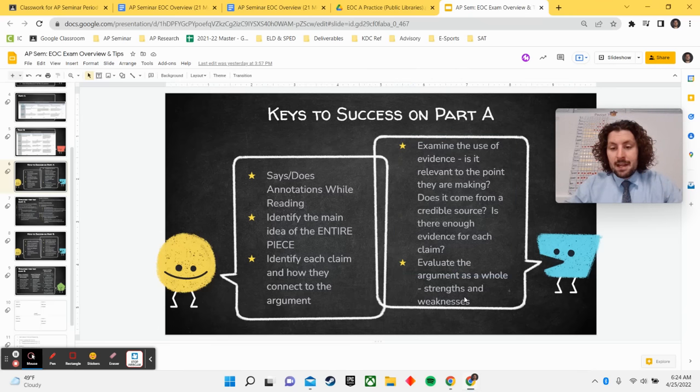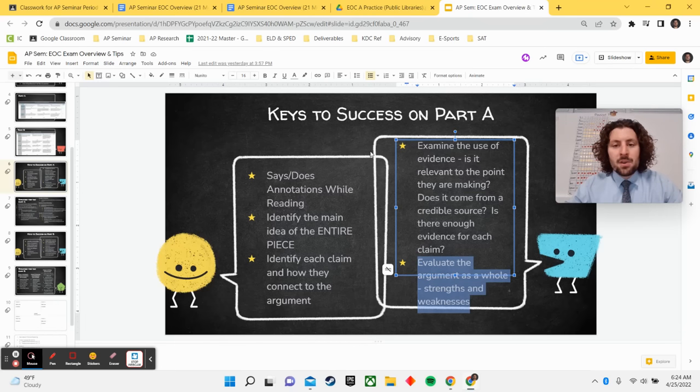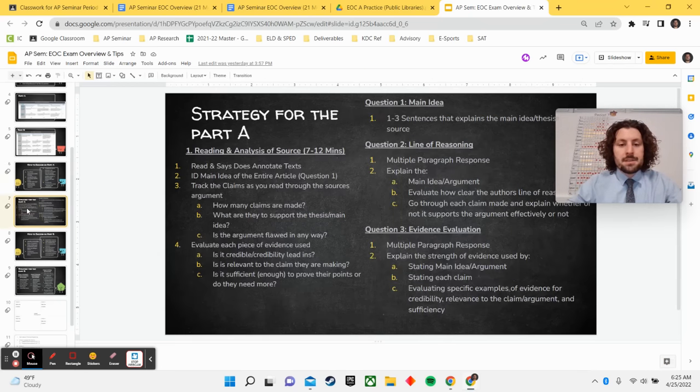And then lastly, any sort of issues with the argument as a whole that you identify as you read, or flaws with the argument, definitely write those things down as you read and annotate. And then you should be able to really fully elaborate on each one of these questions.